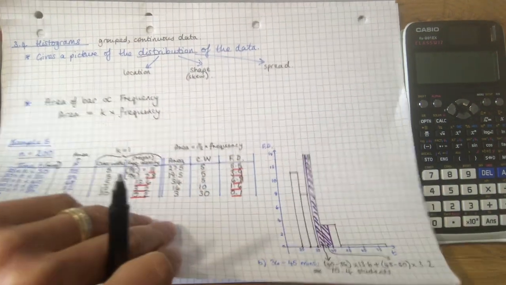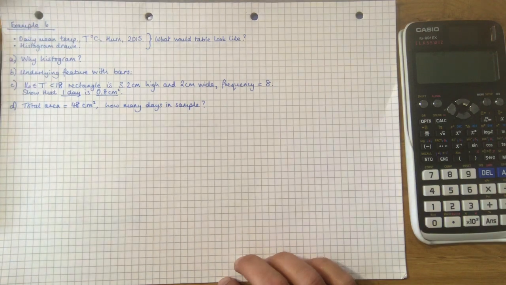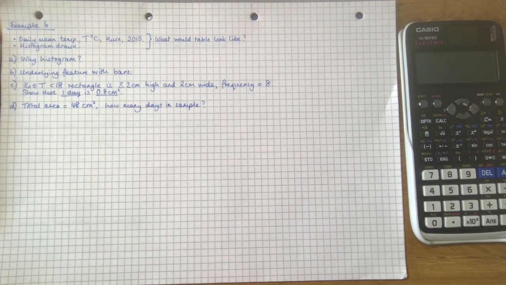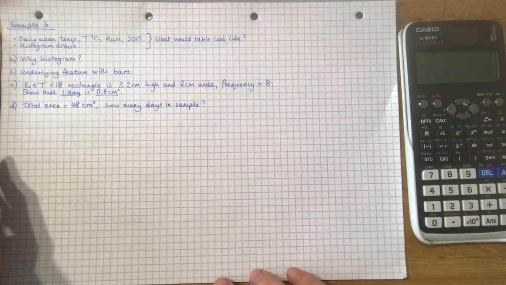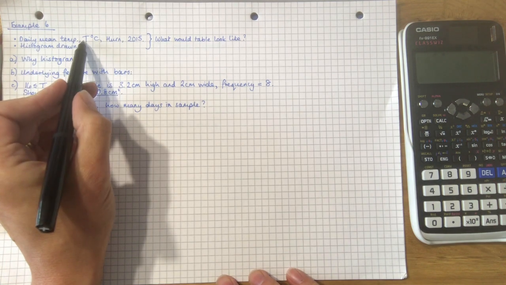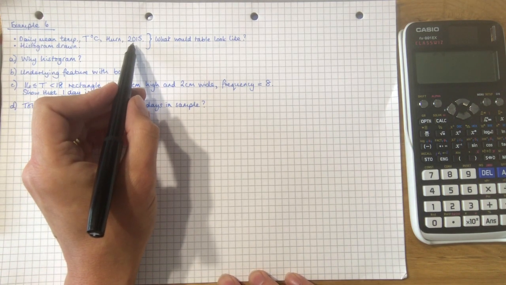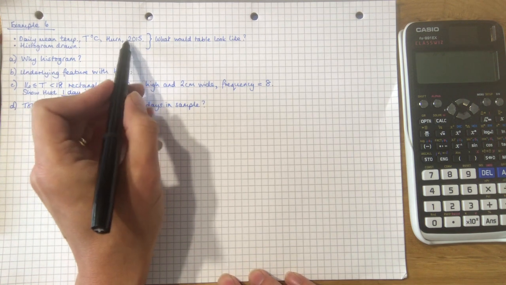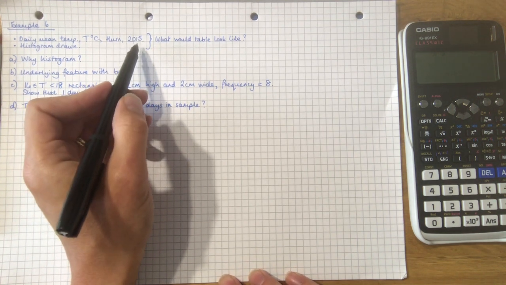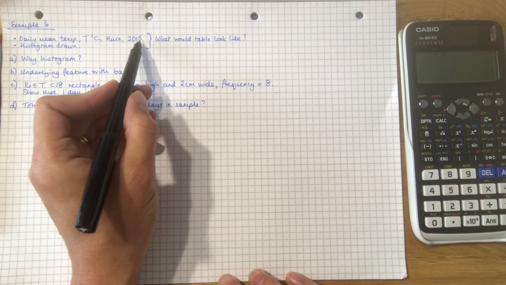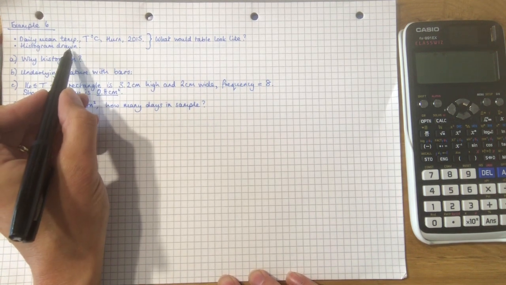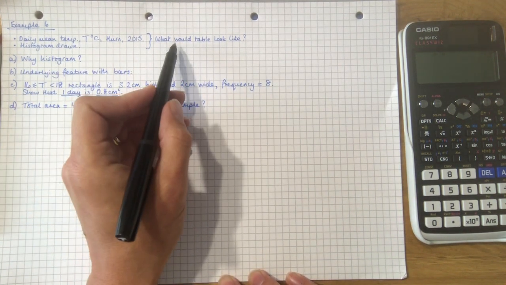Now, let's have a look at example 6. In example 6, we have a random sample taken of the daily mean temperatures in Herne in 2015. We don't know how many of these values are taken. We're just told it's a random sample. And this is in the large data set. We're told that a histogram was drawn and a group frequency table was drawn as well.